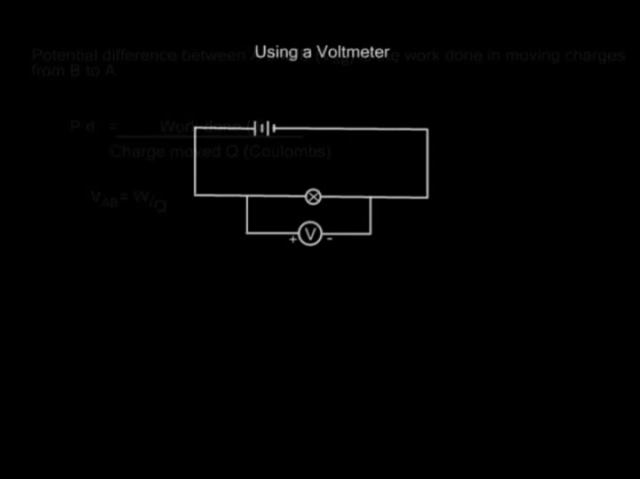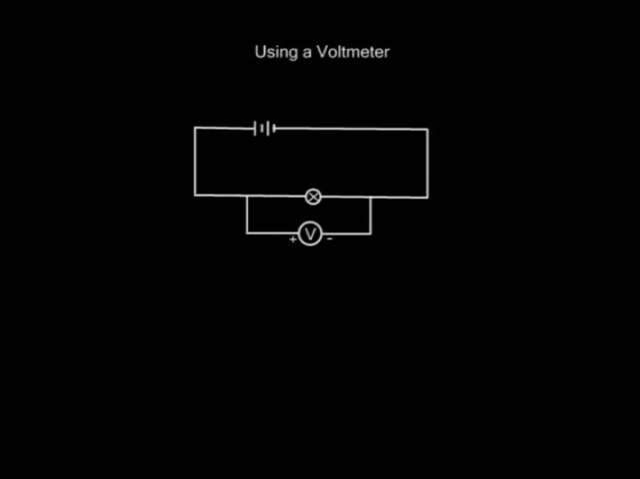Here's a diagrammatic representation of a circuit consisting of a battery, a bulb, and a voltmeter. In this case, we are measuring the potential difference or voltage across the bulb. A voltmeter is a device of high resistance and is thus connected in parallel with other loads or devices.